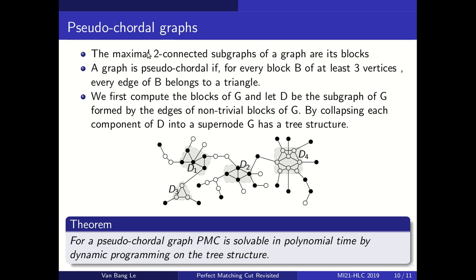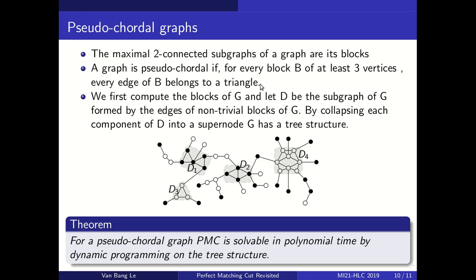So first off, the blocks of a graph are the maximal 2-connected subgraphs, and we call the graph pseudochordal if for every block of at least 3 vertices, every edge of that block belongs to some triangle. Okay, so this is certainly the case for chordal graphs, but it will also hold if you take, for example, a large cycle, and to every pair of adjacent vertices you add a single common neighbor. Then this would also be a pseudochordal graph.